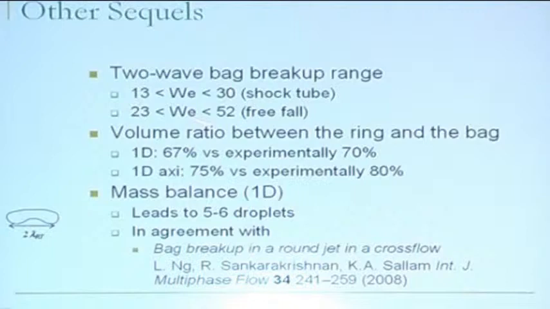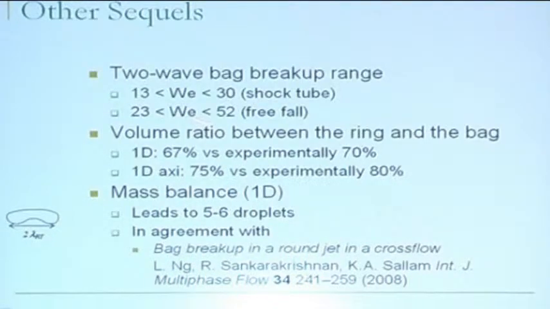And another thing is that you can consider that inside these droplets, here you have 2 inflection points on this curve, and between these 2 inflection points, the inner part will go into the bag, and the outer part will go into the ring. So by making a 1D axisymmetric consideration, you can say that 1/4 of the liquid is going into the bag, and 3/4 of the liquid is going into the ring. And what has been reported experimentally is that 80% of the liquid is going into the ring.